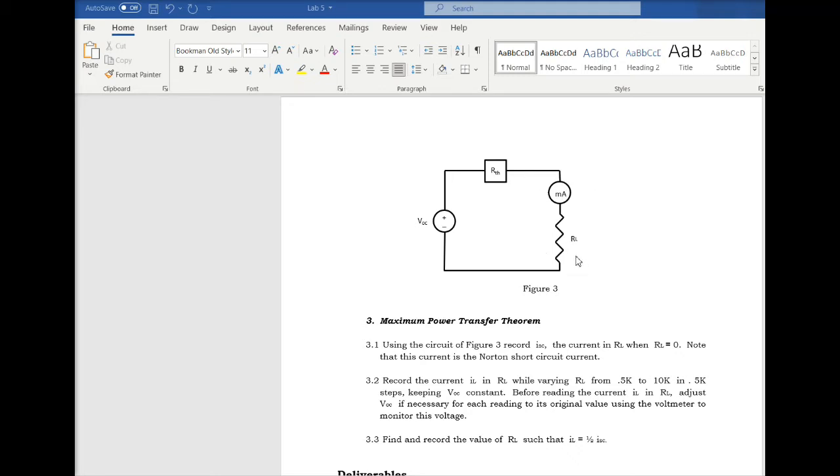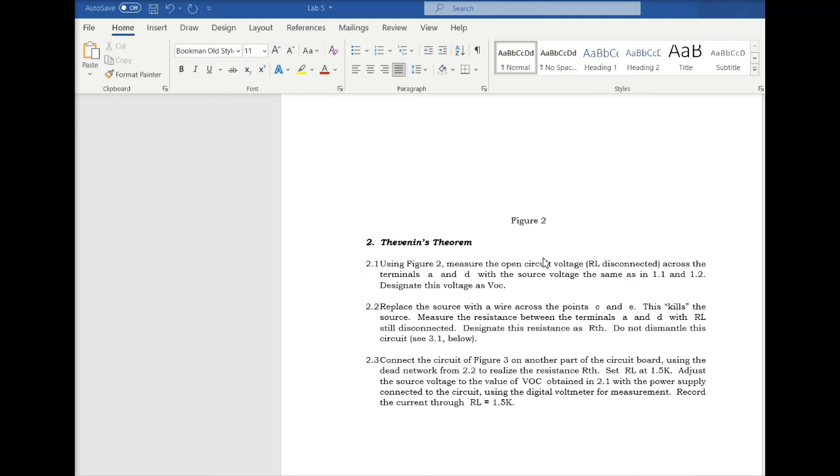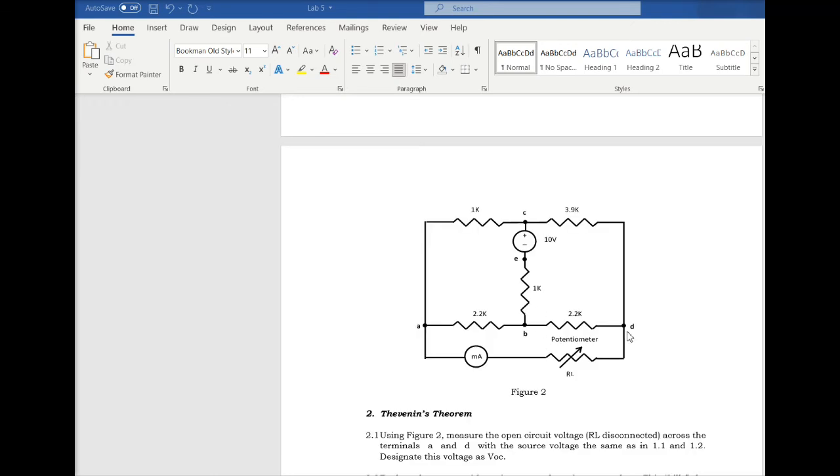And then your load resistance will always be there. Load resistance is a very important part when it comes to Thevenin's theorem. Let's see, the load is over here. Let's just for a moment say that this ammeter is not there, okay? So you have this circuit, you have the potentiometer going from A to D, just like this one. If you measure the voltage across the AD terminal, which would be your open circuit voltage, that would represent your Thevenin voltage.